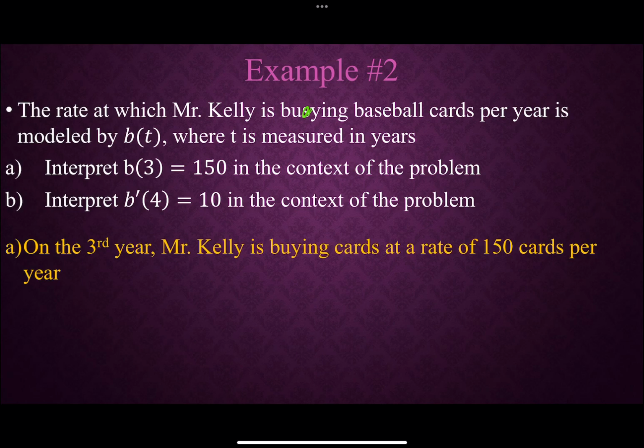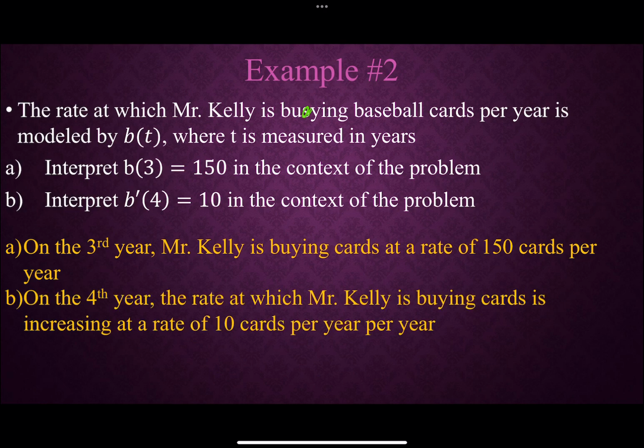On the third year, Mr. Kelly is buying cards at a rate of 150 cards per year, because they've already described B of t as a rate per year. They didn't say it was cards total, it was a rate already. Whereas B prime is a derivative of this, so it's based off 10 cards per year, is how you'd write it out. You could also write it obviously as 10 cards per year squared.